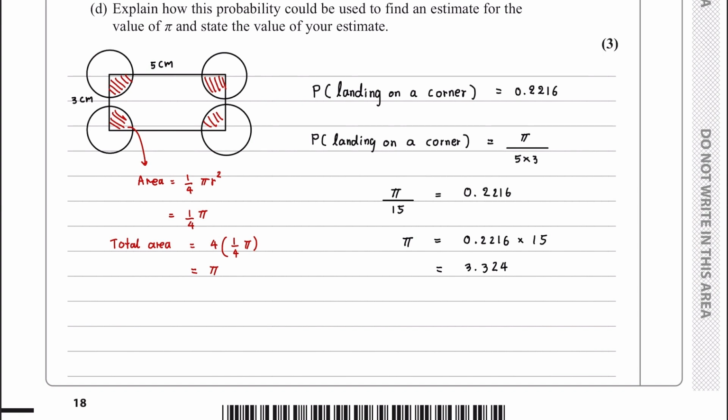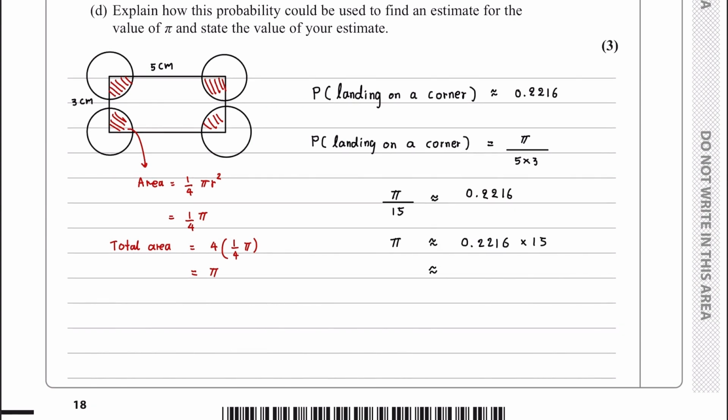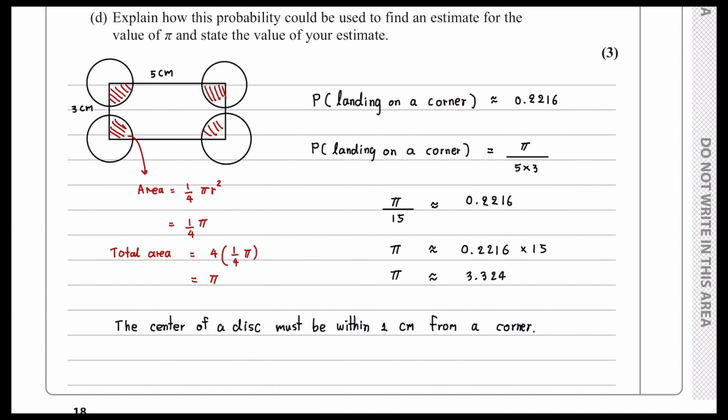3.324. And since this is an estimation, 3.324. And the explanation would be that the center of the disk must be within 1 centimeter from a corner.